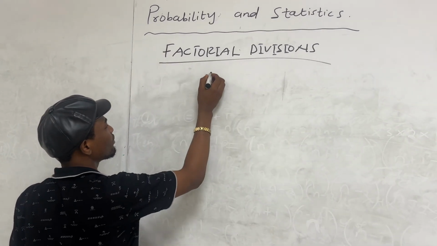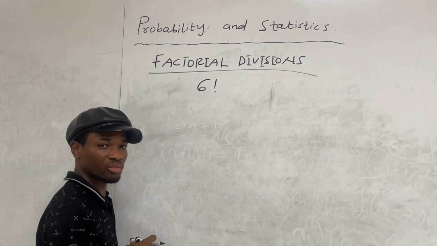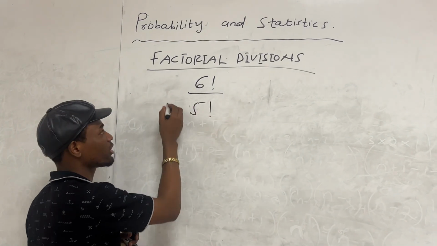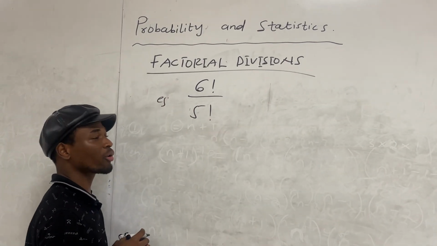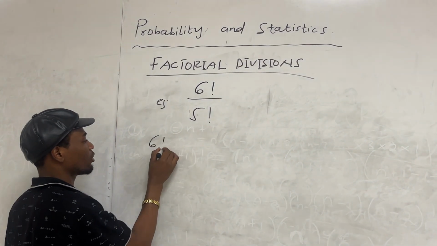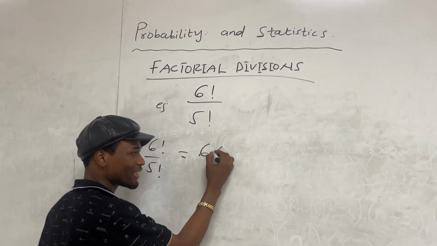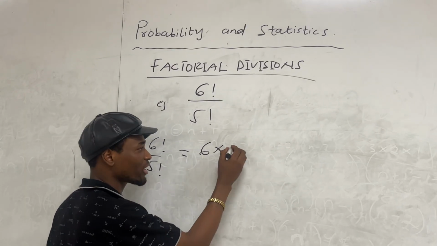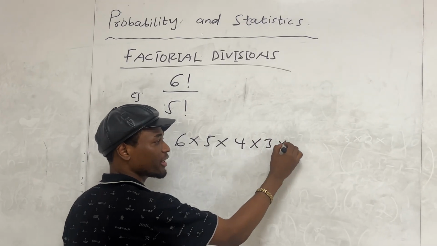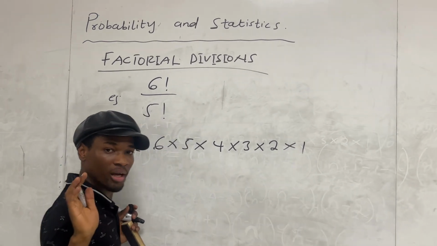So if I have one factorial expression over another factorial expression this way, for example, 6 factorial divided by 5 factorial. What does it mean? 6 factorial simply means 6, times 5, times 4, times 3, times 2, times 1, then I stop.